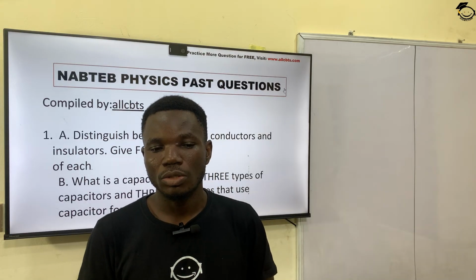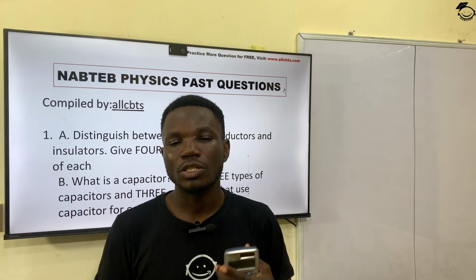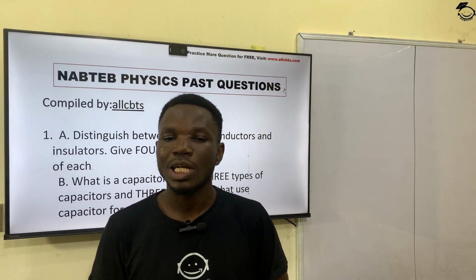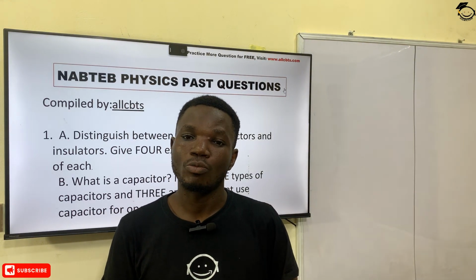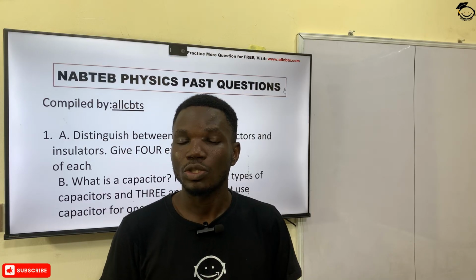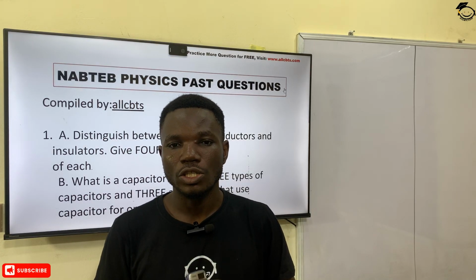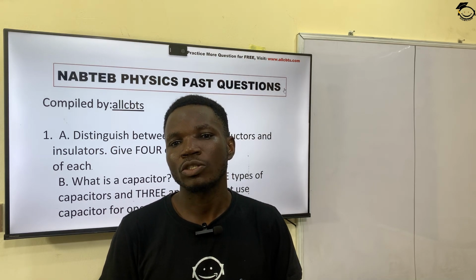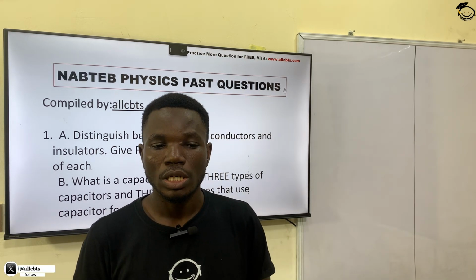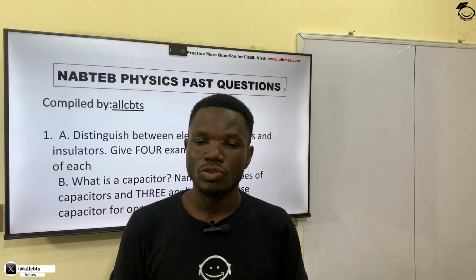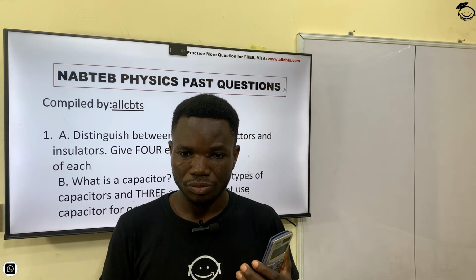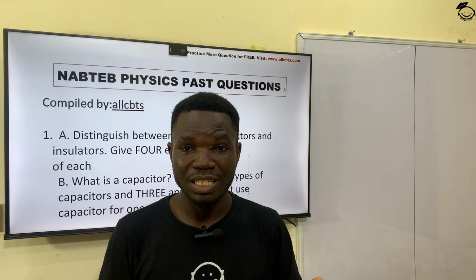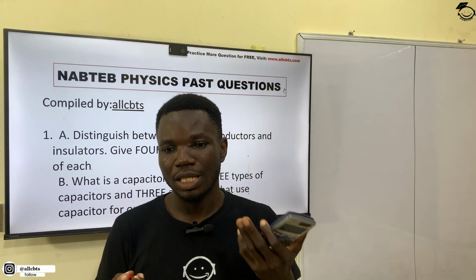Now let's talk about insulators. Insulators are simply substances or any material that does not allow the flow of charge. A material that does not allow the transfer of electrons from one point to the other is called an insulator. Insulators do not allow current to pass through them. Examples of insulators include plastic, ceramic, polythene bags, etc.